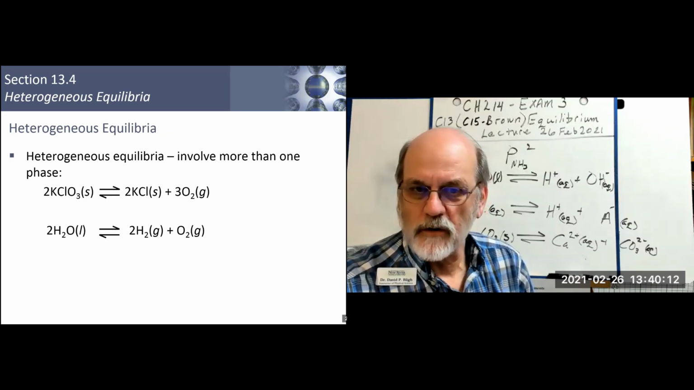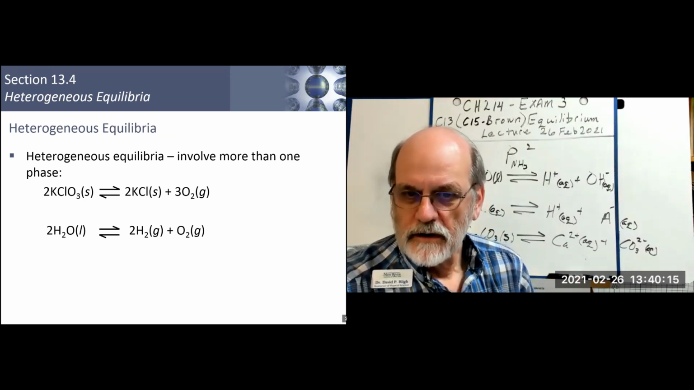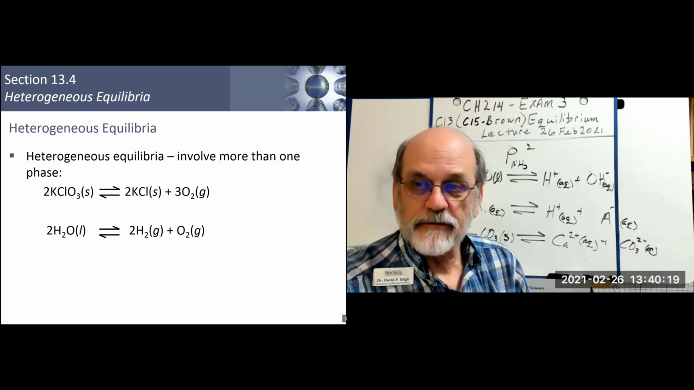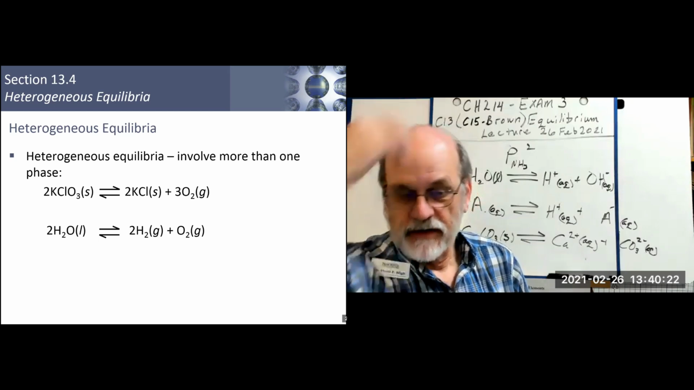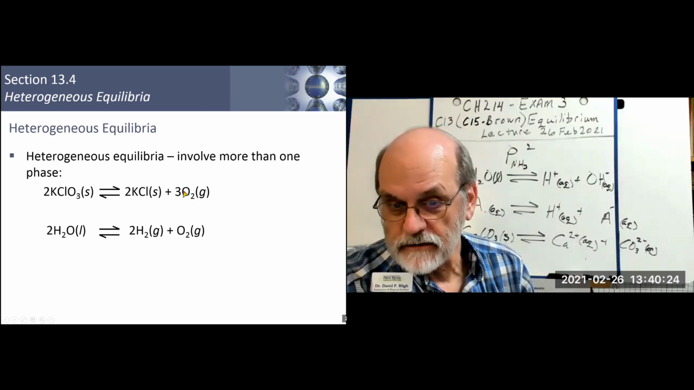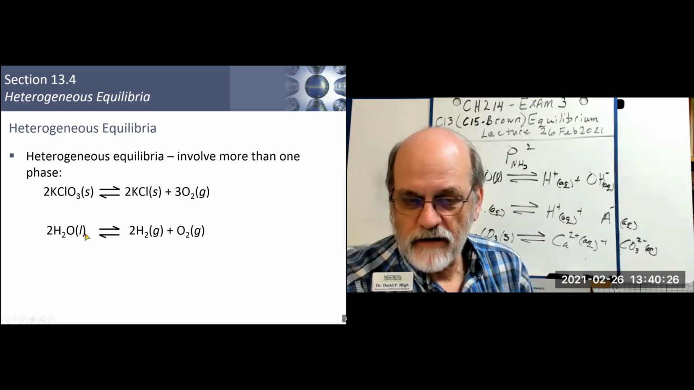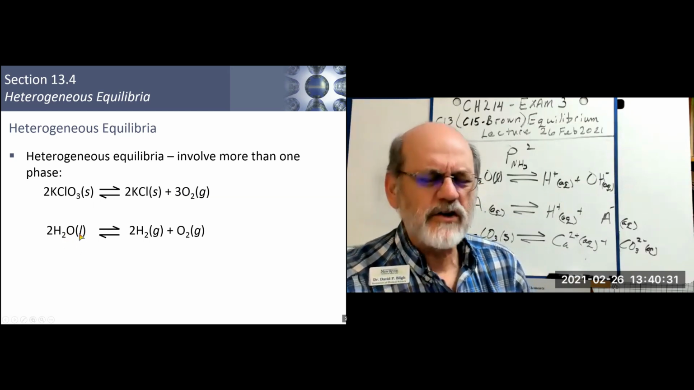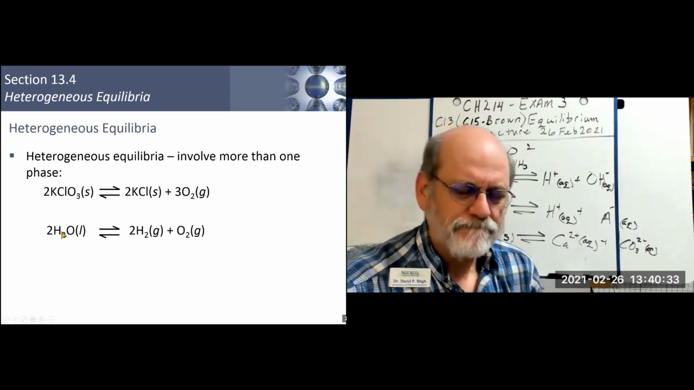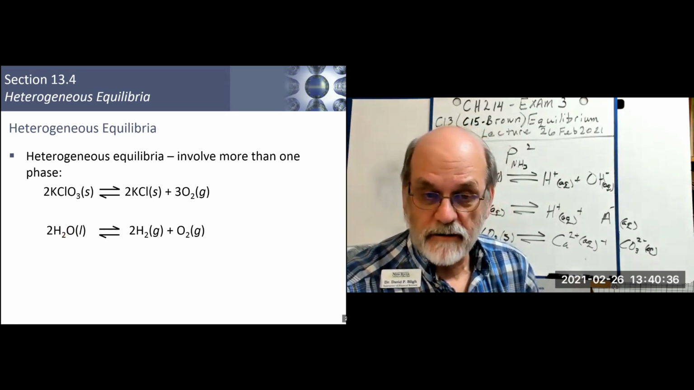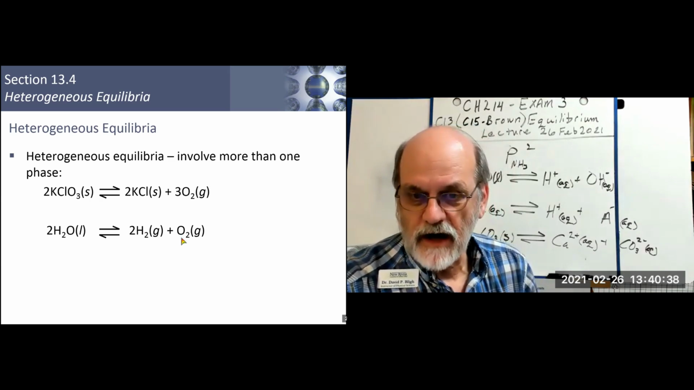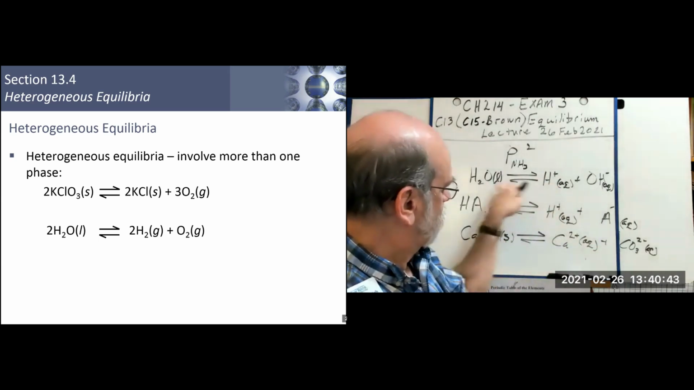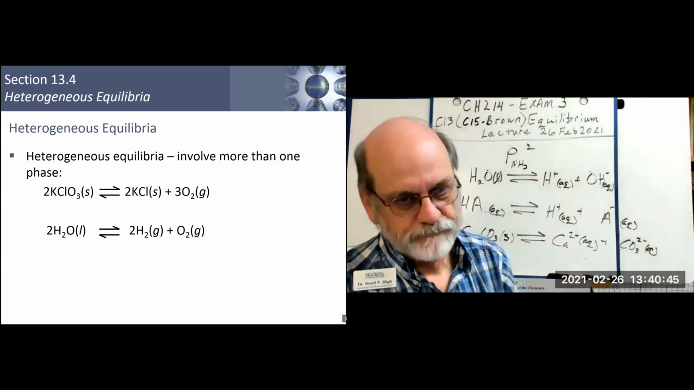And you can calculate a K value for either one. A heterogeneous equilibrium is one in which at least one of the components, reactants or products, is in a different phase from the others. In this case, you've got two solids and one gas. In this case, you have a liquid. Excuse me, this is probably electrolysis of water. You're breaking water into hydrogen gas and oxygen gas. It's not the same as that one; that's something else.